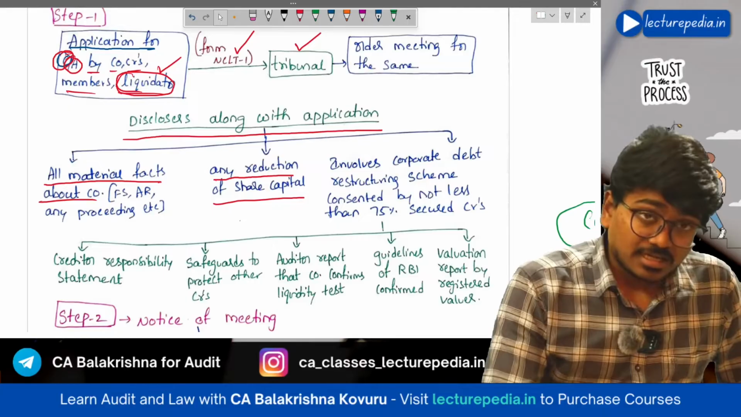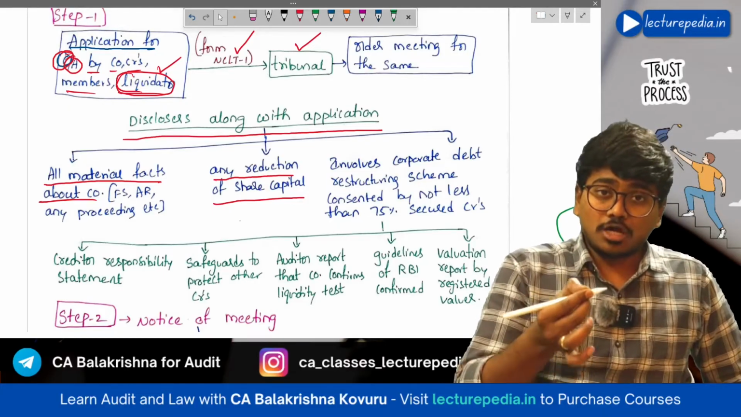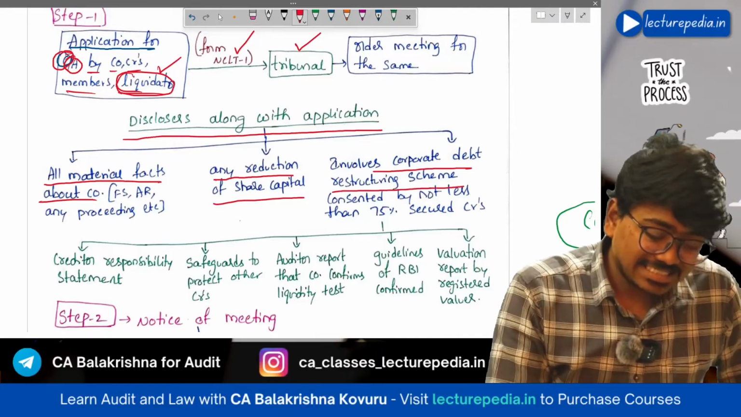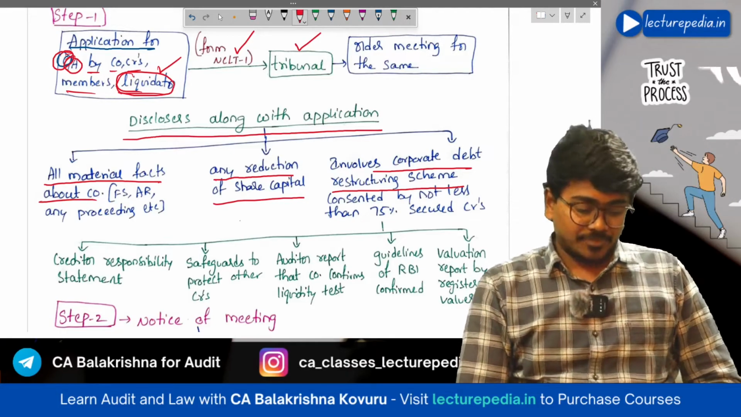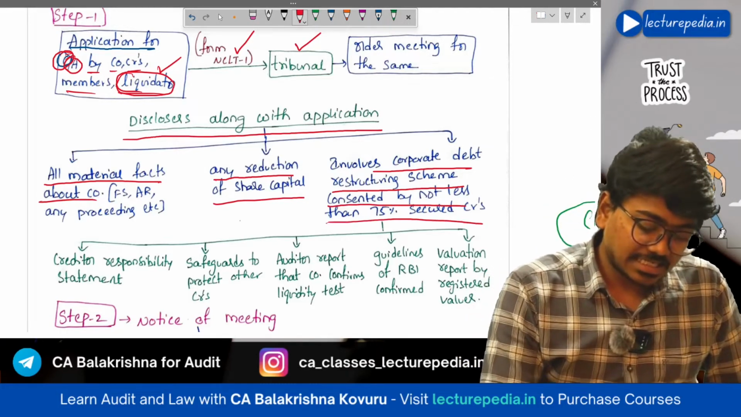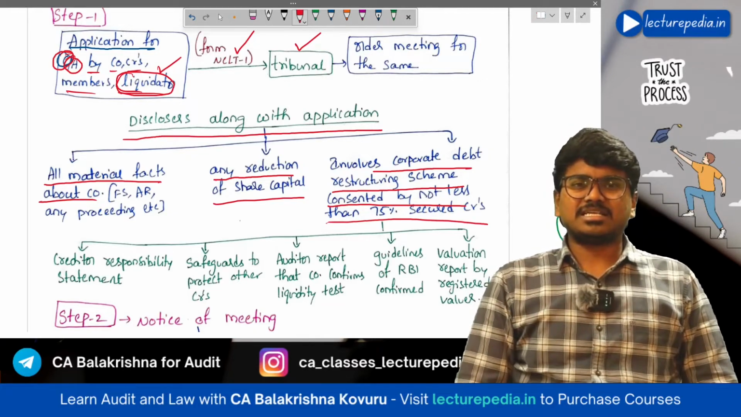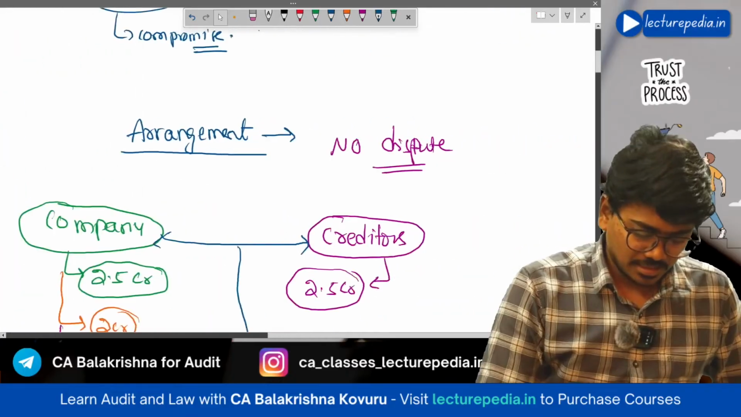Next, whether this compromise or arrangement involves any corporate debt restructuring scheme consented by not less than 75% of secured creditors. What is corporate debt restructuring scheme? Let me tell you.